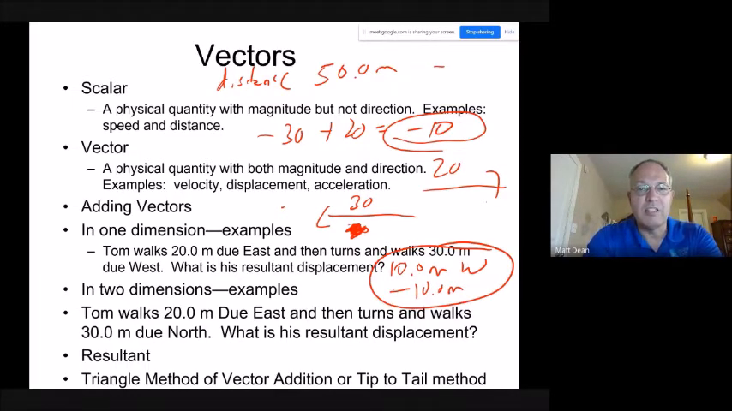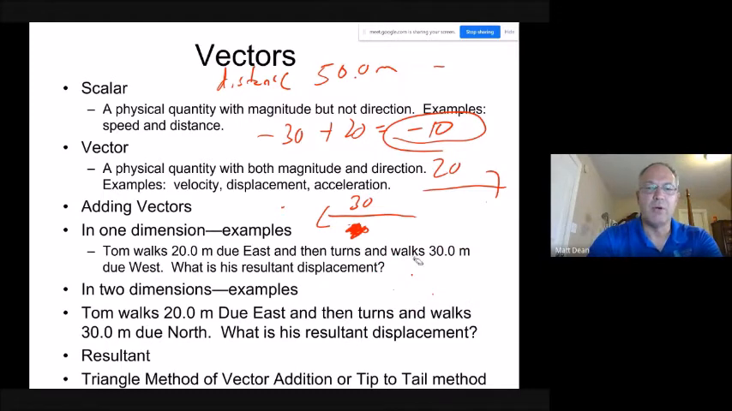So essentially a displacement gives you where you ended up compared to where you started. Where you ended up compared to where you started. That's what displacement is going to tell you. It takes into account both magnitude and direction because it's a vector.